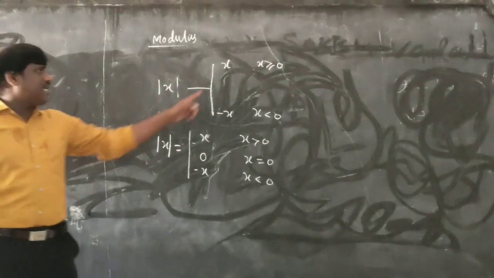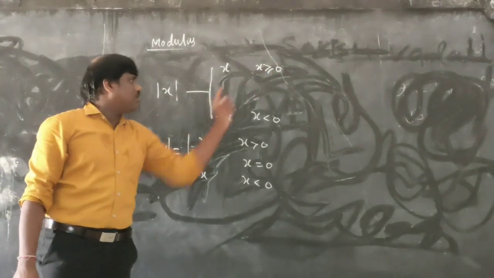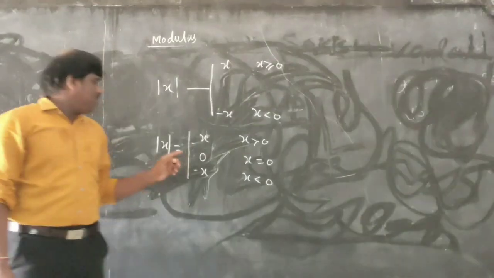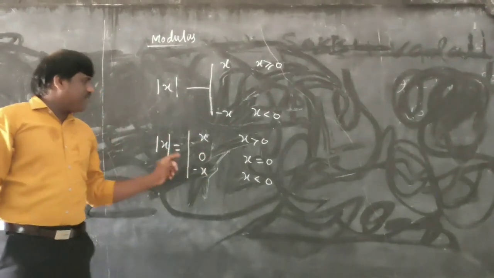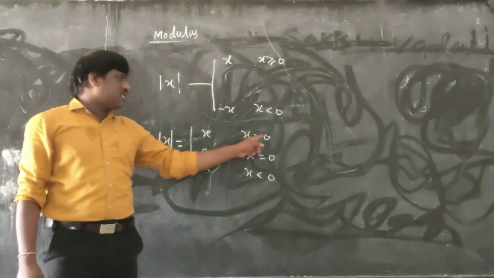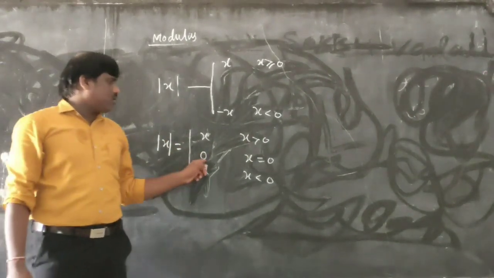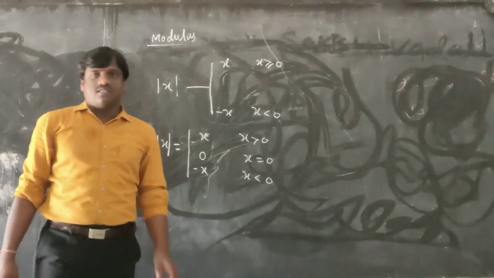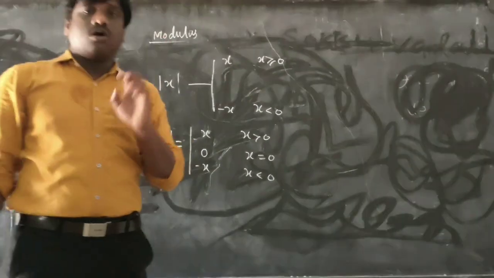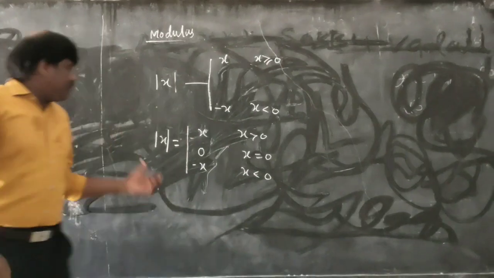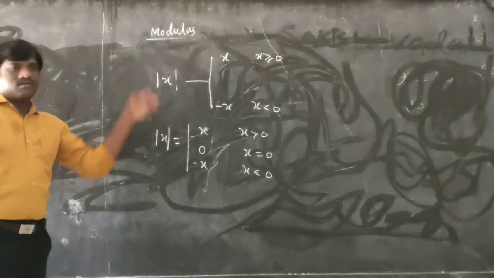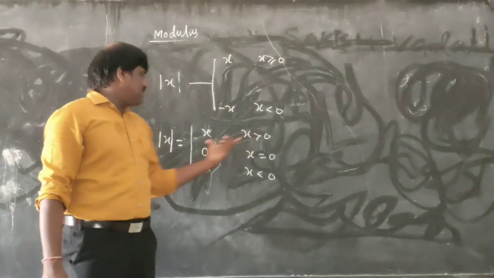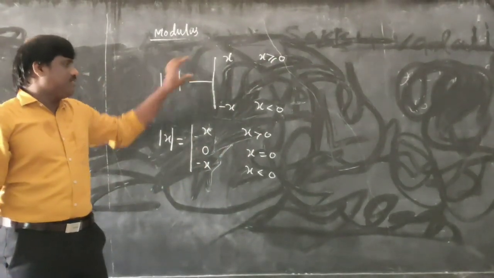So mod x can be written as x when x is greater than or equal to 0, and mod x is equal to minus x when x is less than 0. Or we can write another way: mod x is equal to x when x is greater than 0, mod x is equal to 0 when x is equal to 0, and mod x is minus x when x is less than 0. This is what we use in the modulus function. Now, what is the meaning of this? Let us discuss this pattern, then I will come to the other pattern.